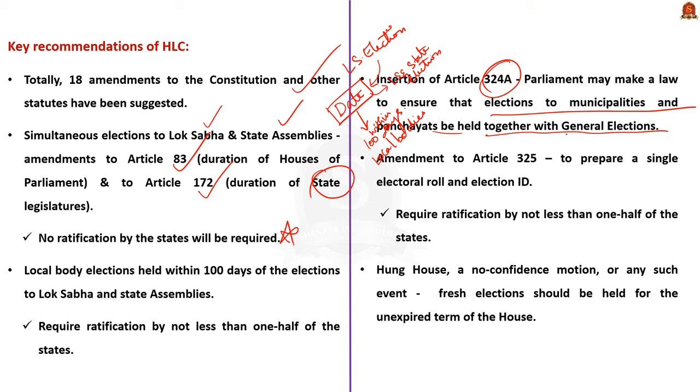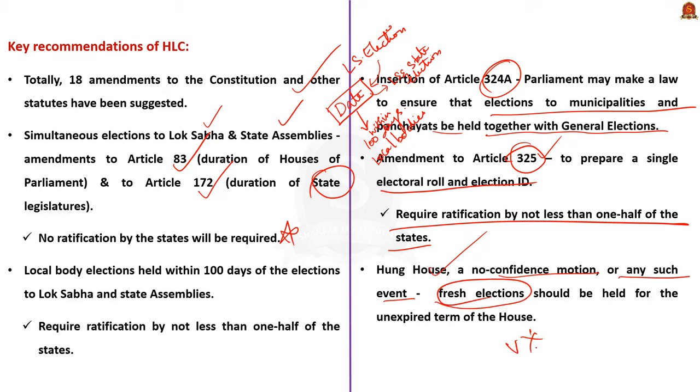Thirdly, to make single electoral roll and electoral photo identity cards for use in elections to all the 3 tiers of government, the committee recommended that Article 325 of the Constitution must be amended. Then only Election Commission of India can prepare a single electoral roll and election ID in consultation with the state election commissions. This amendment will require ratification by not less than 1/2 of the states. Then in the event of a hung house, no confidence motion or any such event, fresh elections should be held to constitute the new Lok Sabha or state assemblies for the unexpired term of the house.